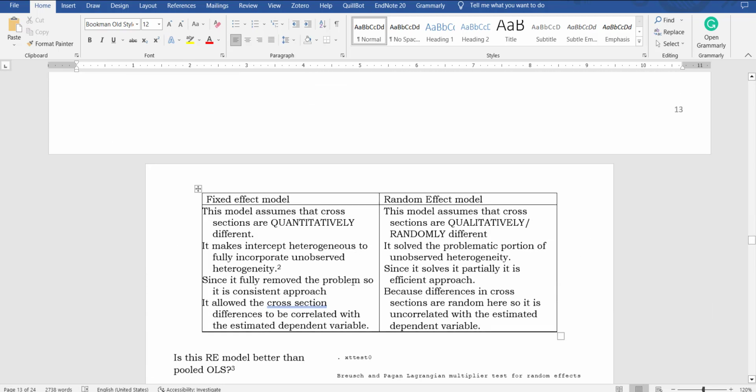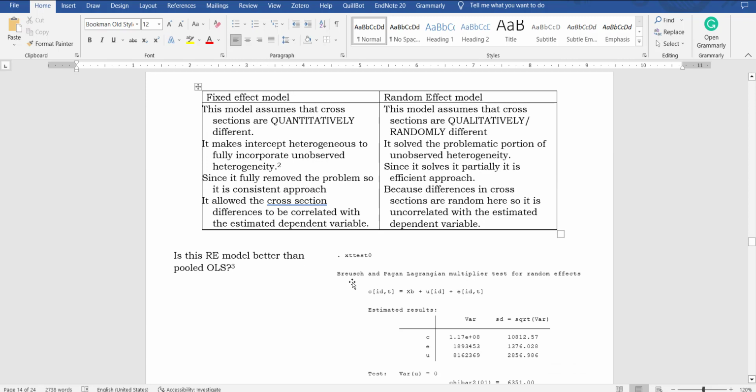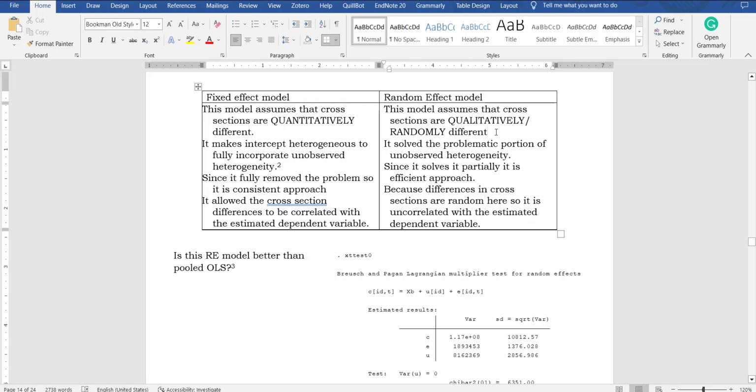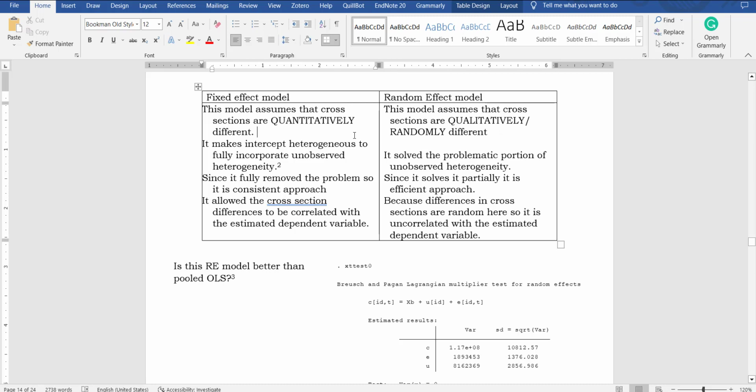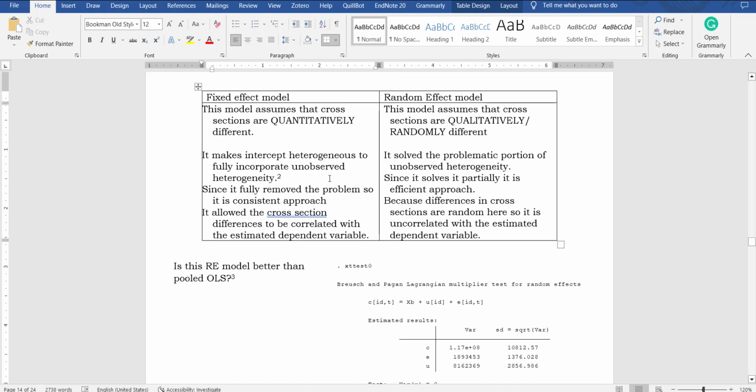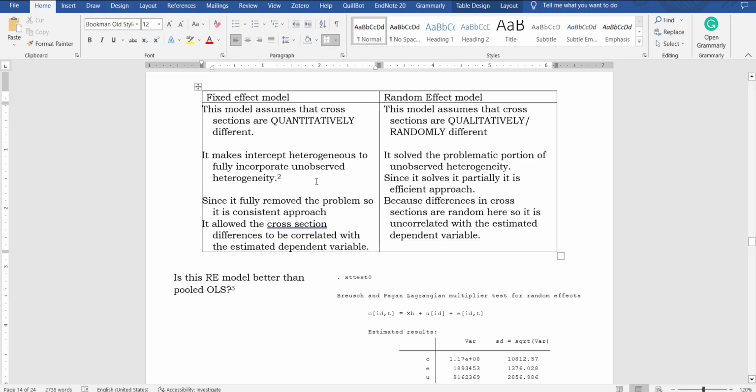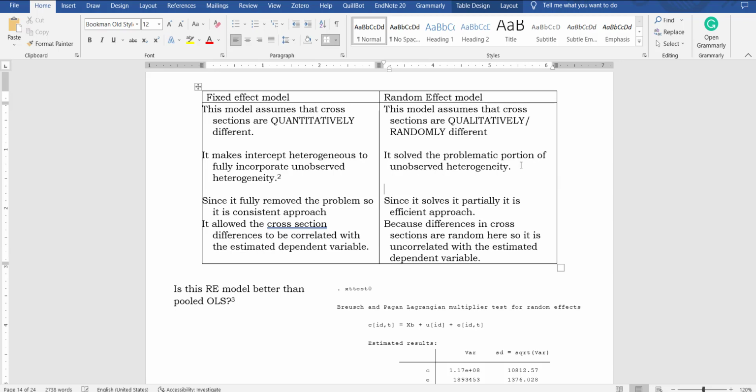So what is the difference between fixed and random effect model? I have tried to find a few differences. The fixed effect model assumes that the cross sections are quantitatively different, and random effect assumes that they are randomly or qualitatively different. It makes the intercept heterogeneous to fully incorporate unobserved heterogeneity. Unobserved heterogeneity means the differences in the countries after the theory. It solves the problematic portion of the unobserved heterogeneity.